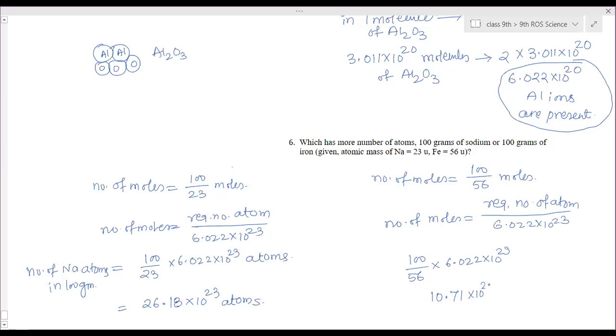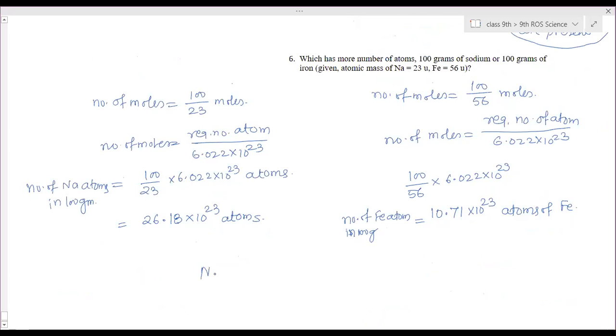10.71 into 10 to the power 23 atoms of iron are present in 100 grams of iron. So which one has more? Sodium. So sodium atoms are more than iron atoms.